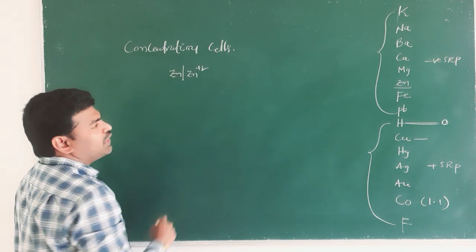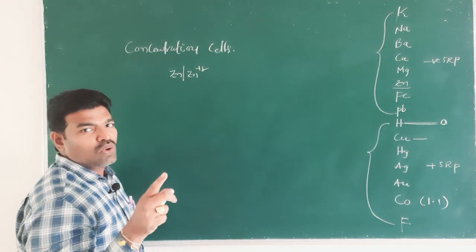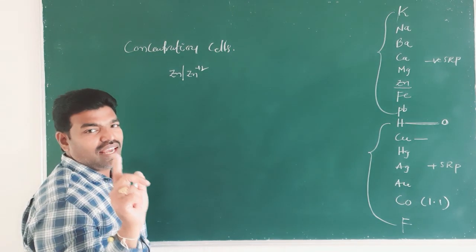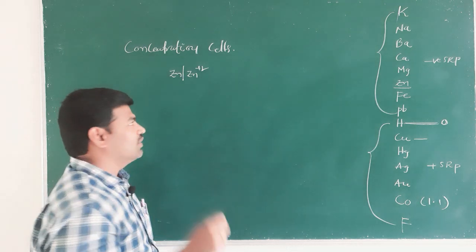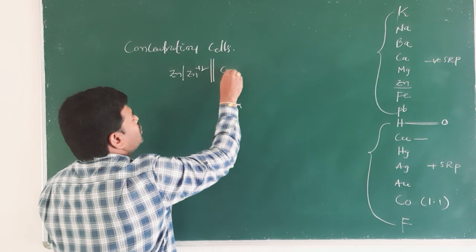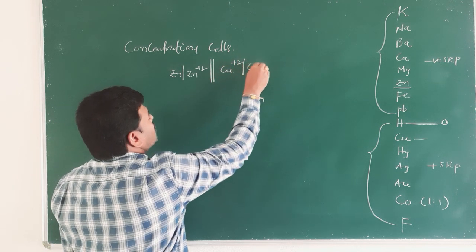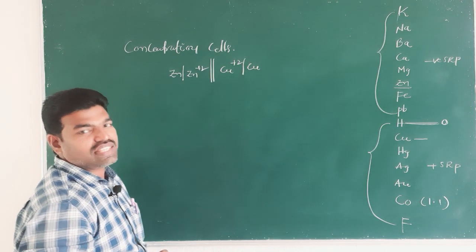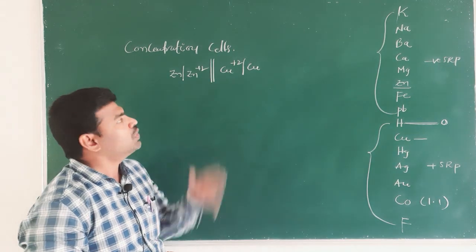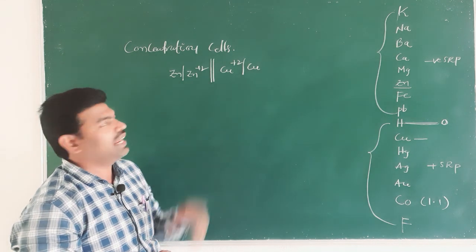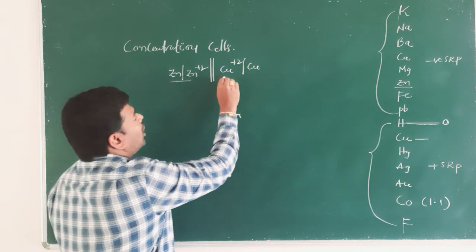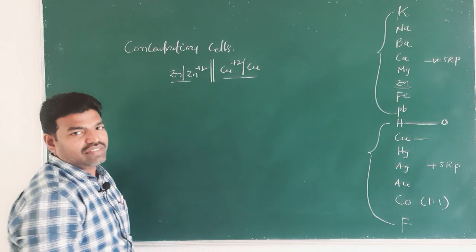Usually the electrode which acts as the anode undergoes oxidation, and the electrode which acts as the cathode undergoes reduction. So, zinc and Cu plus 2 Cu. This is the way of representation of a cell. This is called the representation of a Daniell cell. So, the Daniell cell is represented like this. In this, zinc undergoes oxidation and copper undergoes reduction, right.